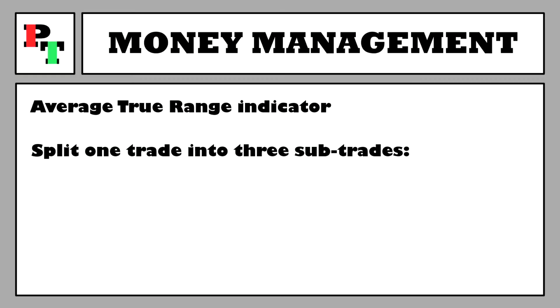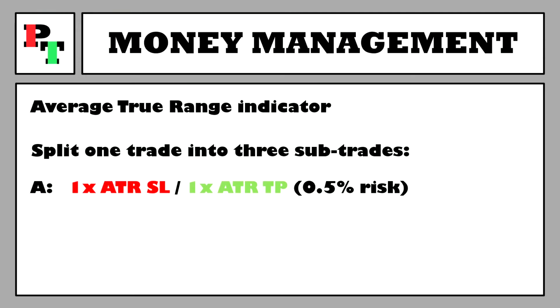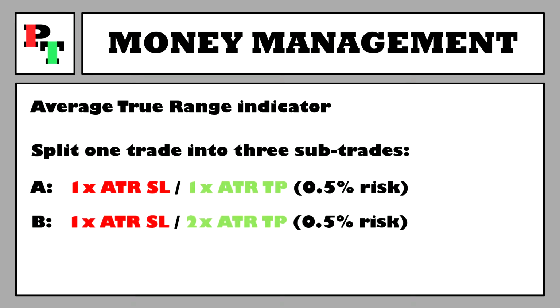But let's get back to our trade, and it's important to first know that we'll be splitting off our single trade into 3 sub trades. Sub trade A will have both a stop loss and a take profit at 1 times the average true range value from our entry price. Sub trade B will also have a stop loss at 1 times the ATR value from our entry price, but the take profit will be 2 times the ATR value from our entry price.